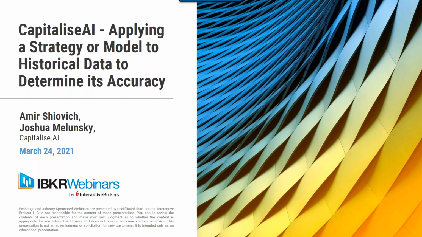Welcome everybody. This is Andrew Wilkinson with Interactive Brokers, part of our IBKR campus. And today we're going to be talking to Josh Molunsky from Capitalise.ai, and he's going to be talking about how to apply a strategy or model to historical data to determine its accuracy.